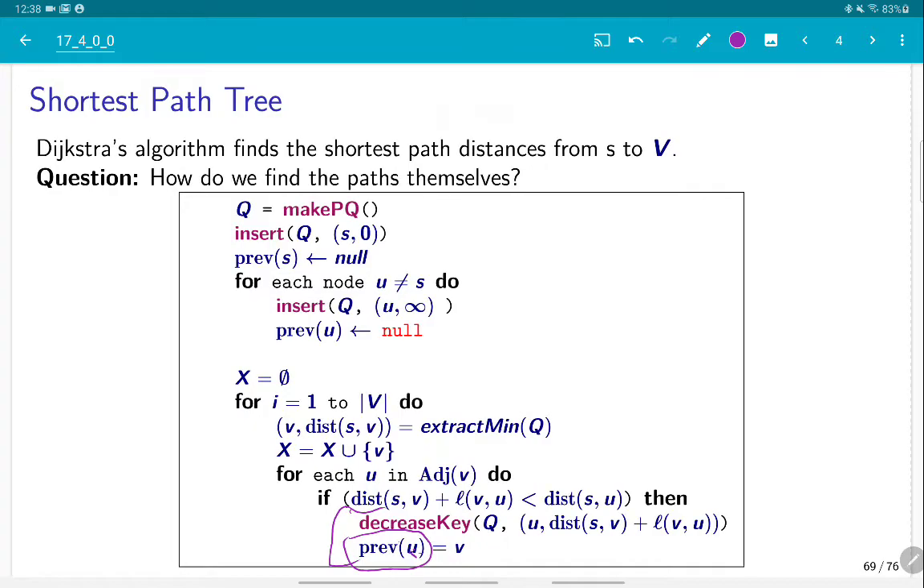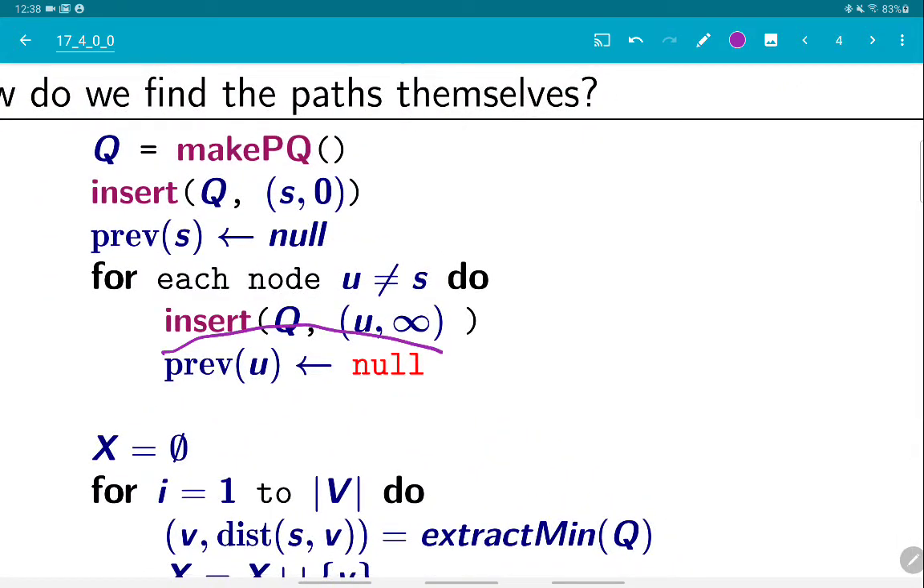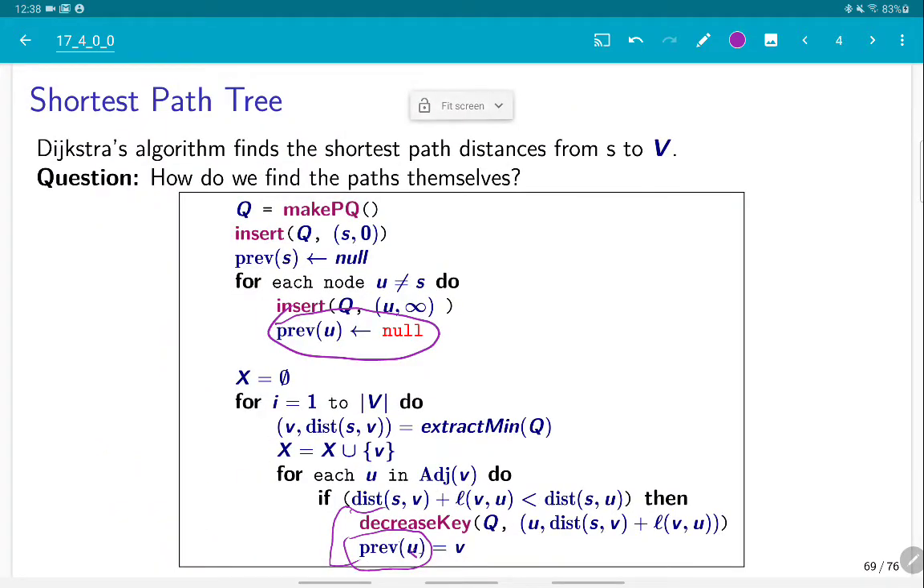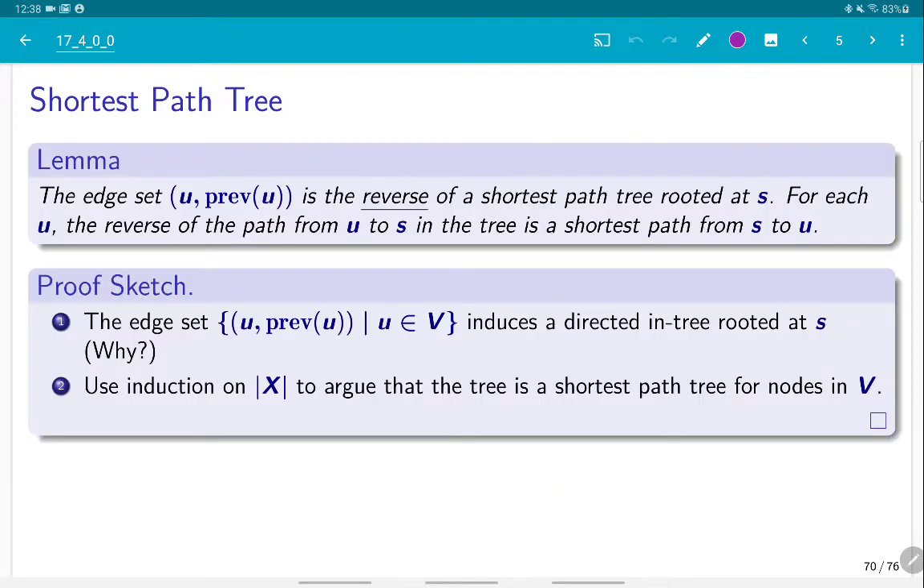I guess the only other important thing to observe, of course, is that we need to initialize the previous vertices to null for all the vertices before we start the execution. The running time is clearly unaffected by this modification, right? It's just a tiny tweaking. One still needs to prove that what we get is this reverse tree, right?